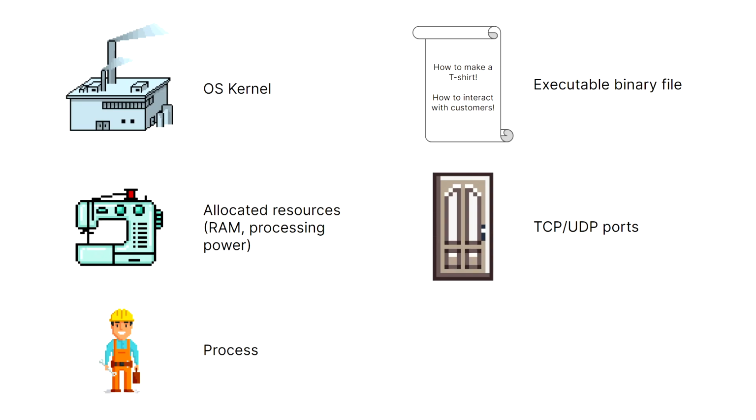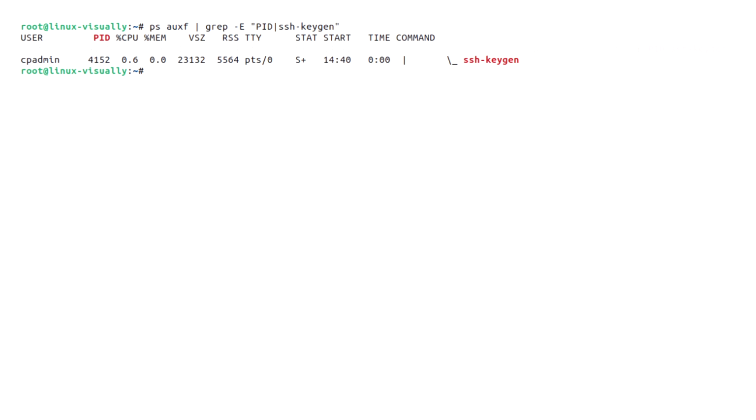The instructions that a worker is given can be likened to the binary executable that the Linux process is responsible for running. And finally, the doors that workers can communicate with the outside world through correspond to both TCP and UDP ports, which we can just talk about as ports for now. Although we didn't see the ports in our ssh-keygen example, we'll go over that and how they connect to processes in a future slide. So let's move on for now.